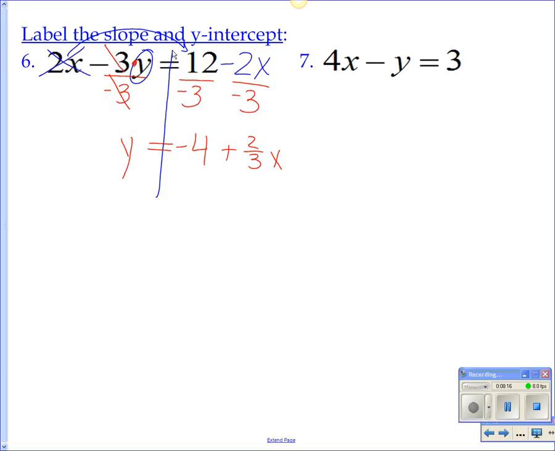All right, guys, now we have it in y equals form. We have it in y equals, so we can say what m is and what b is. So you do have to do that on every one. You got to put m equals and b equals.